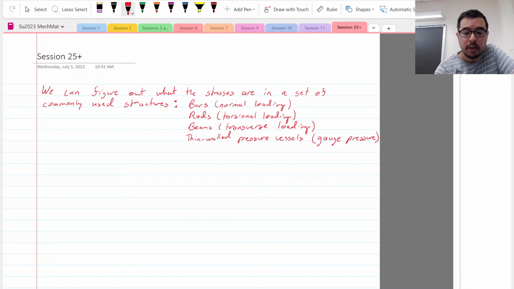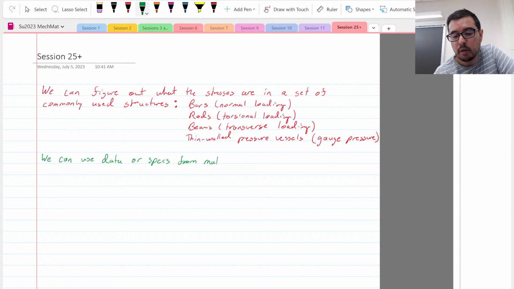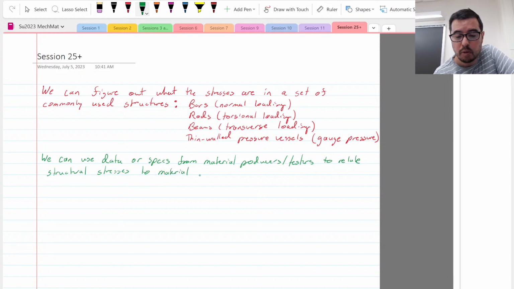And we can also use data or specs from material producers and testers, okay, to relate structures or structural stresses to material properties.